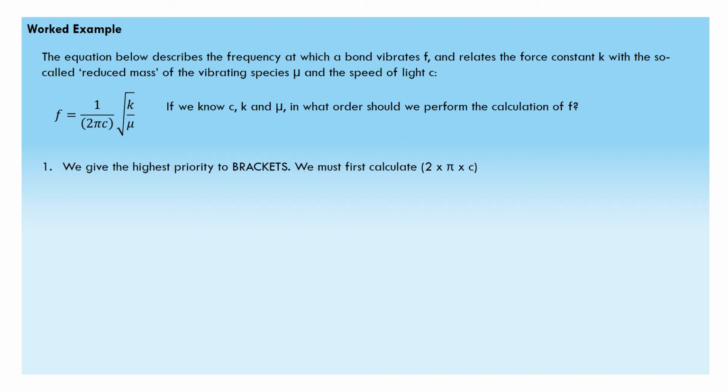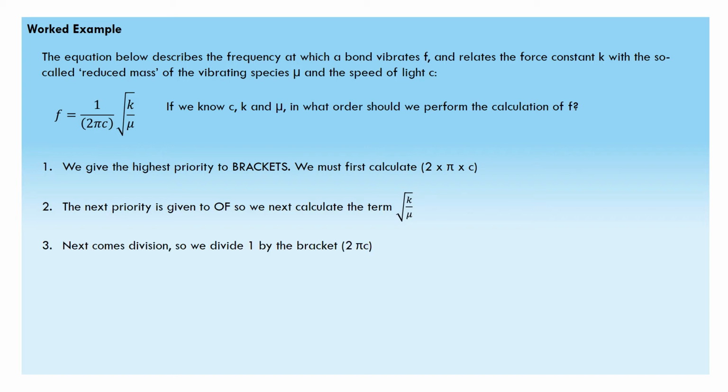We would give the highest priority to the brackets there, so we would first calculate 2 pi c. We would then give the next priority to this of operator, so we would calculate the square root of k over mu. Next comes the division there, so we would divide 1 by the bracket 2 pi c. And finally, we would multiply together those two terms to get the correct answer.